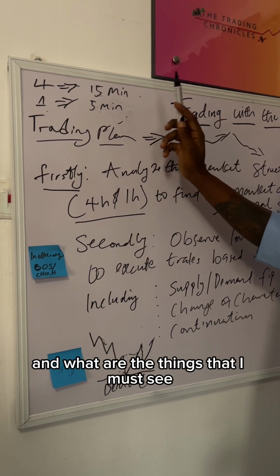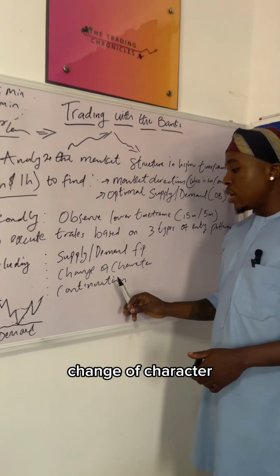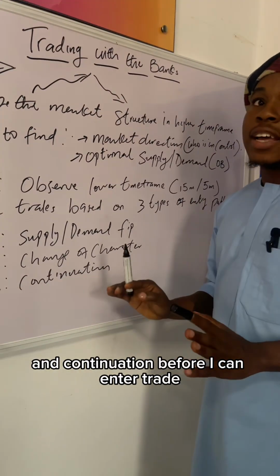And what are the things that I must see that count as confirmation? I said supply and demand flip, change of character, and continuation before I can enter a trade.